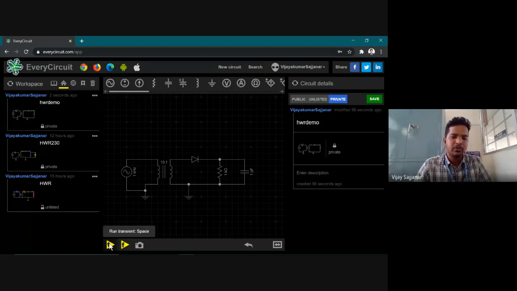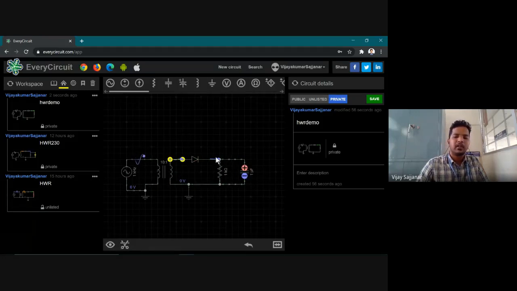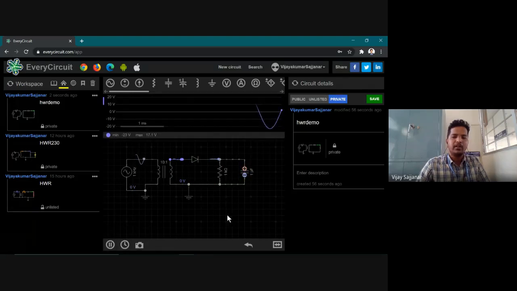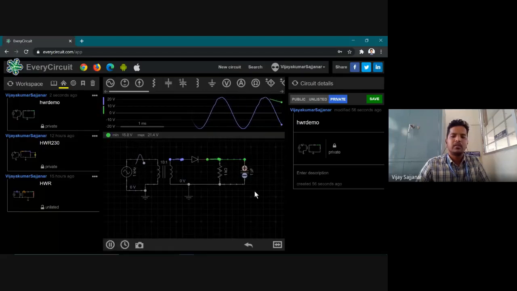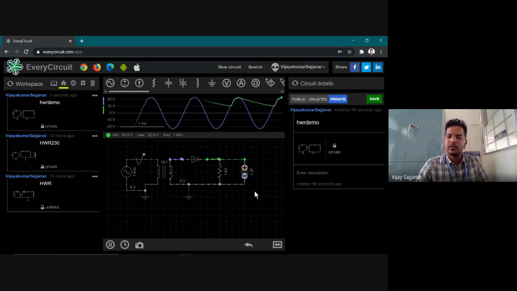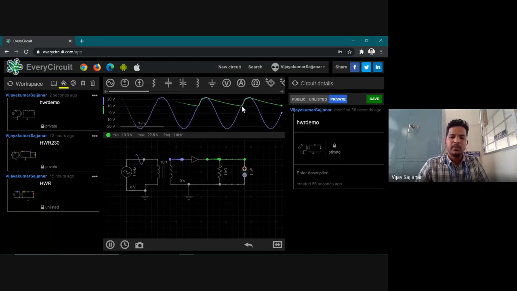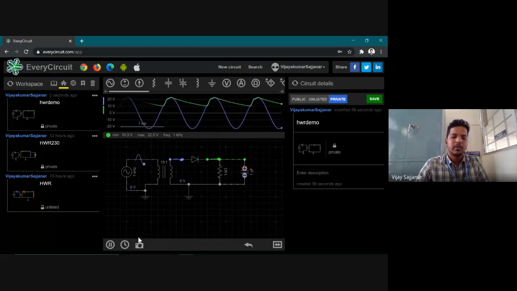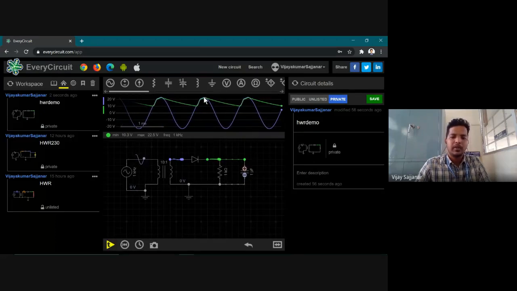What is our expected output? Instead of positive peaks and zeros, we'll have an output where the ripples are filtered. This we have seen in the theory session also. This part is for charging of the capacitor. This part is for discharging of the capacitor.